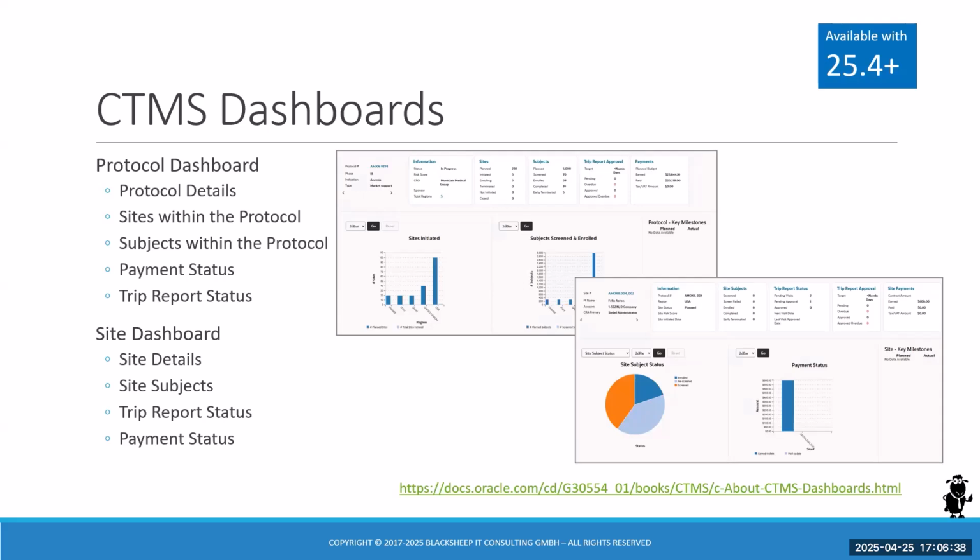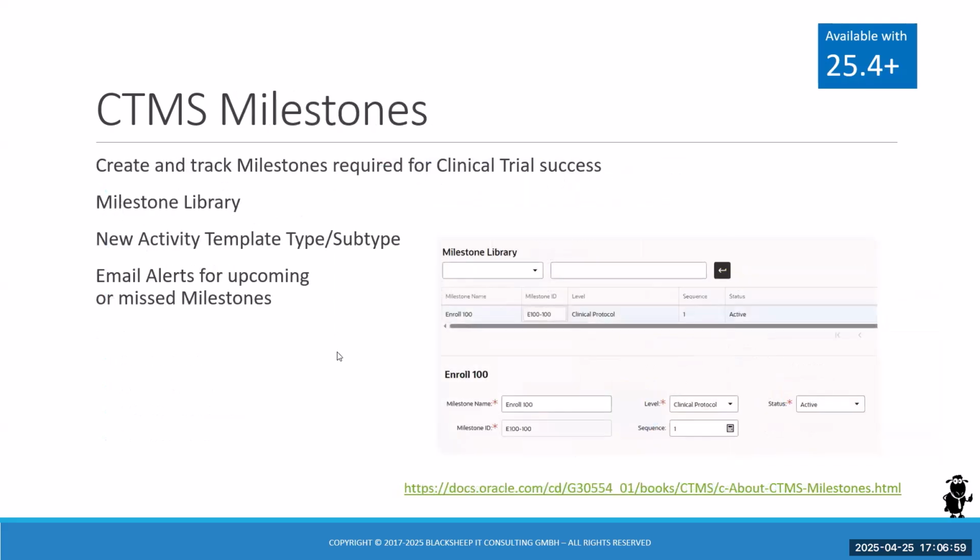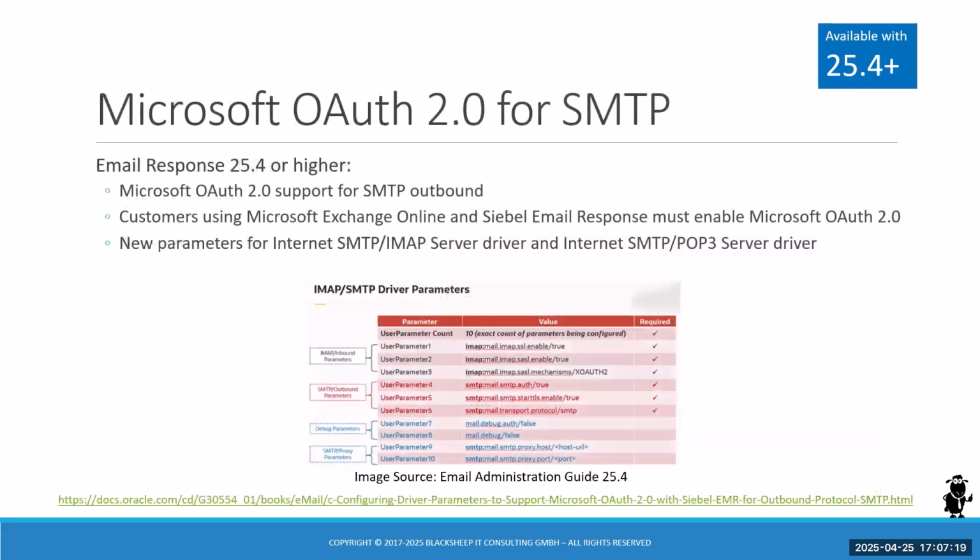There's a protocol level dashboard, there's a site level dashboard. And when I opened it on my sample database, they just came to life. That's the screenshots that I took. So it looks pretty nice, I have to say, with the Redwood design. That is if you use Redwood, but they also work in other themes. And there is also a milestone feature, which allows you to create a milestone library, activity templates for milestones, and even email alerts are sent out when milestones are missed or reached, probably. Yeah, so that's clinical trials.